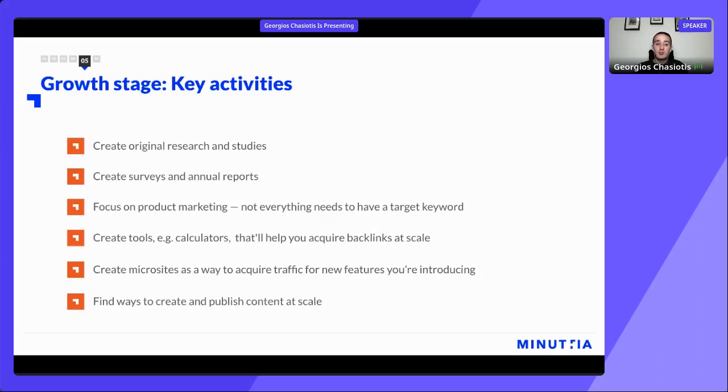At the same time, you can create tools, for example, calculators, that will help you acquire backlinks at scale. You can create microsites as a way to acquire traffic for new features you're introducing. And you need to find ways to create and publish content at scale, okay?